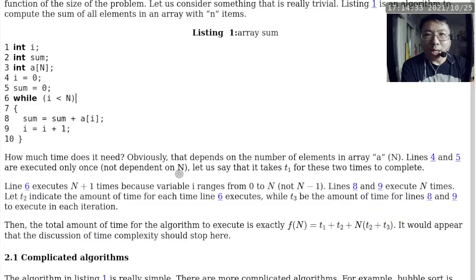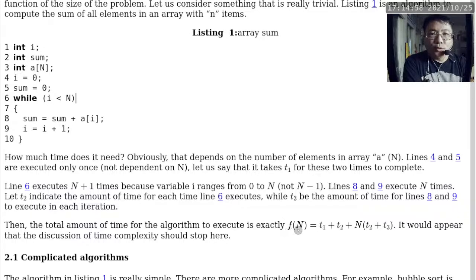Then T2 indicates the amount of time for each time line 6 executes. This is line 6, which is the evaluation of the condition of the loop. And T3 is the time for lines 8 and 9 to execute, which is the body of the loop. So what is the total amount of time for this algorithm to complete?